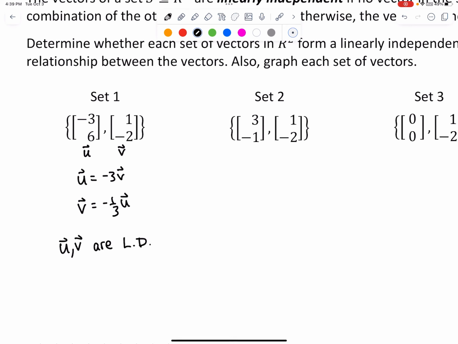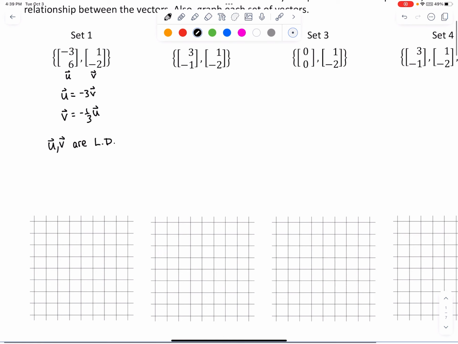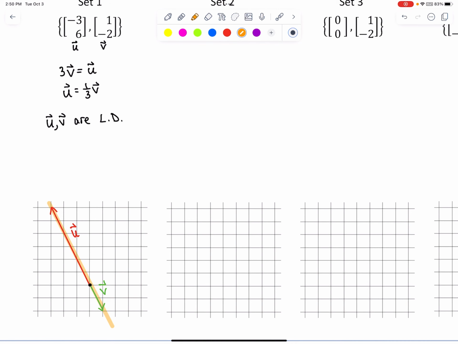I will use LD for linearly dependent and LI for linearly independent. Now let's graph the two vectors. I will place the origin there and then graph both vectors u and v. Now when graphed, you can see that the two vectors do terminate on the same line that passes through the origin. In other words, they are collinear along a line through the origin, which suggests that they are scalar multiples of each other. Let's look at set 2.